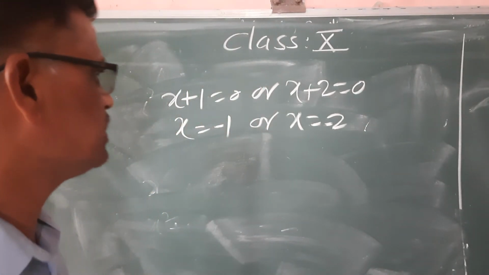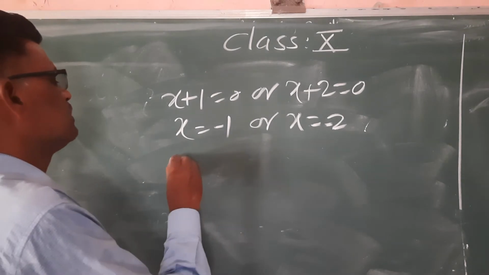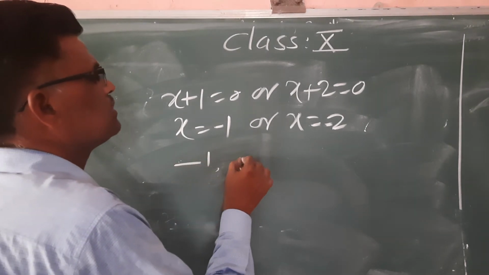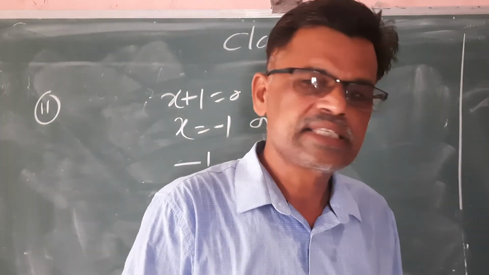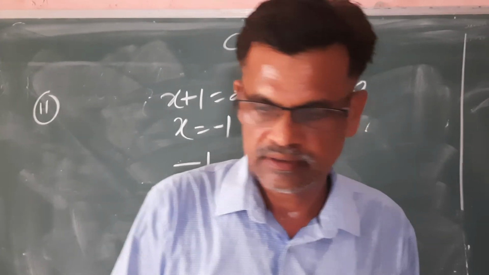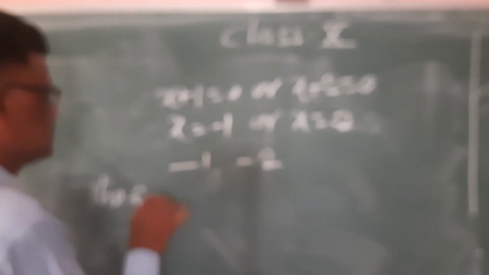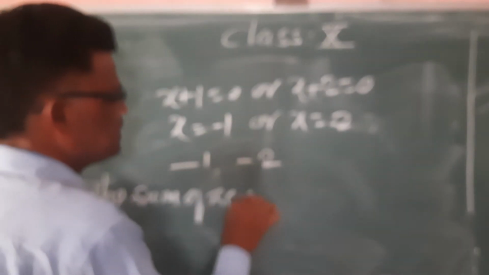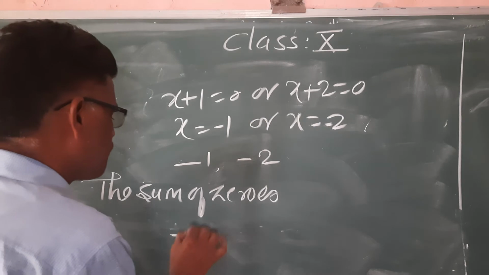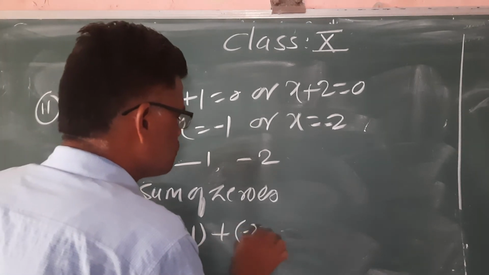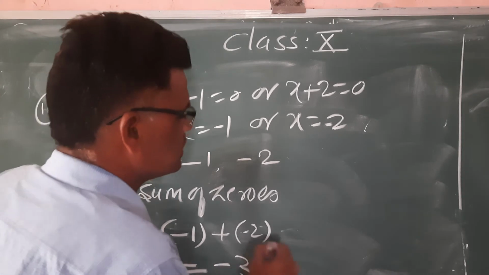Dear student, you see the zeros of the given polynomial are minus 1 and minus 2. In this, we have to verify whether the sum of the zeros, minus 1 and minus 2, matches the coefficients. Therefore, the sum of minus 1 plus minus 2 is equal to minus 3 here.